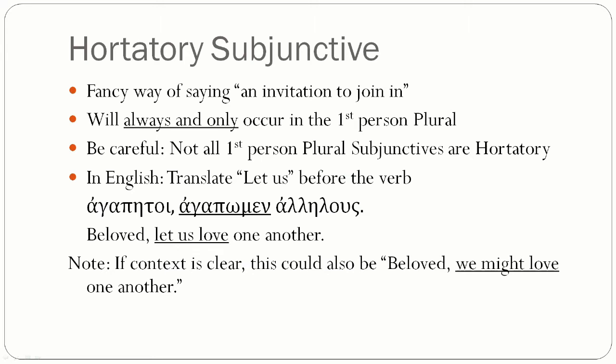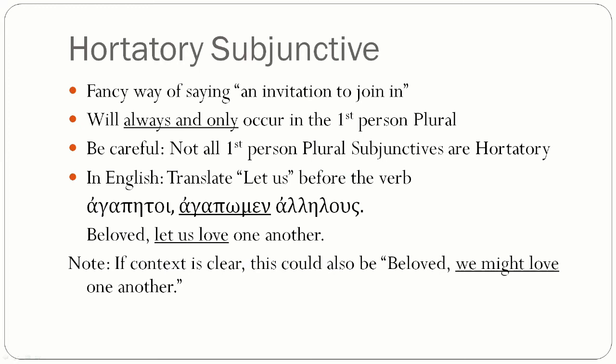So here is an example from the book of 1 John. Agapetoi, agapomen allelous. Agapomen is your verb, and you notice the omega there, it gives you a subjunctive, and it is a first person plural subjunctive. So this could be a hortatory subjunctive, and if it is, translate let us. Okay, beloved, let us love one another. So you see what's happening there. There is a speaker, in this case the letter writer of 1 John, and this letter writer is telling all of the audience, let's all do this together. Okay, beloved, let us love one another.